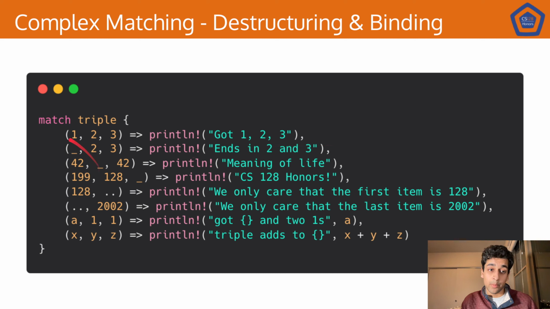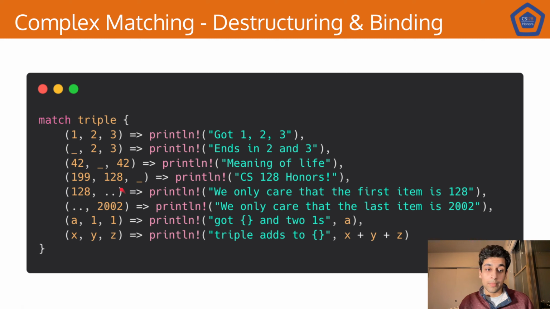The same thing applies. We can put our wildcard anywhere in our triple. So if our wildcard is in the middle, and we have 42 on either side, that's the meaning of life. If we have 199, 128, and we have any other value down at the end, we got CS128 honors. So you can put your wildcard wherever you don't care about matching a specific value or pattern.